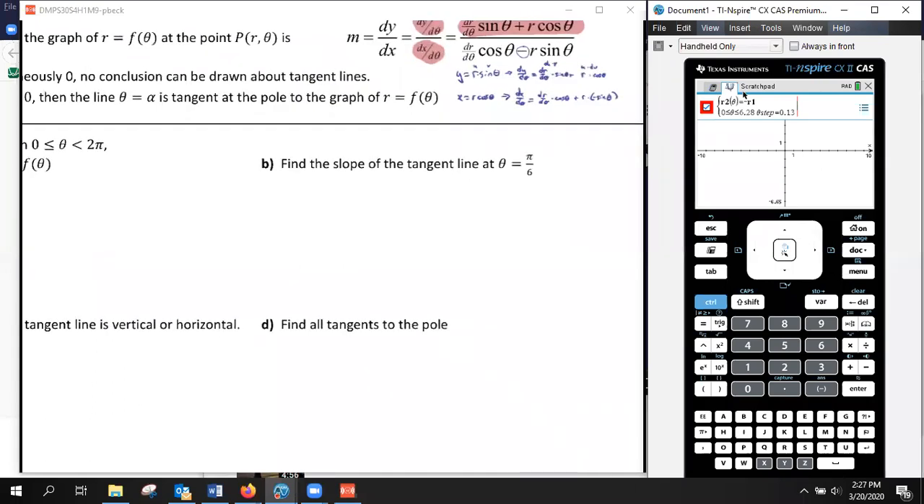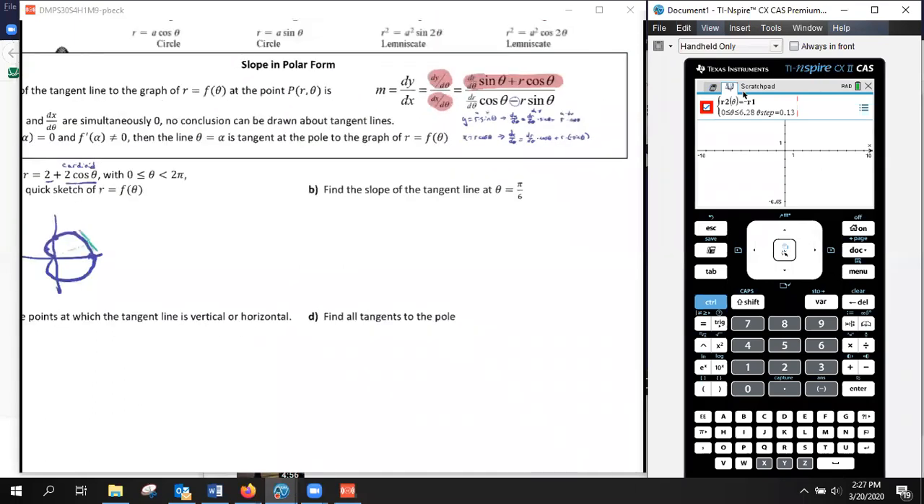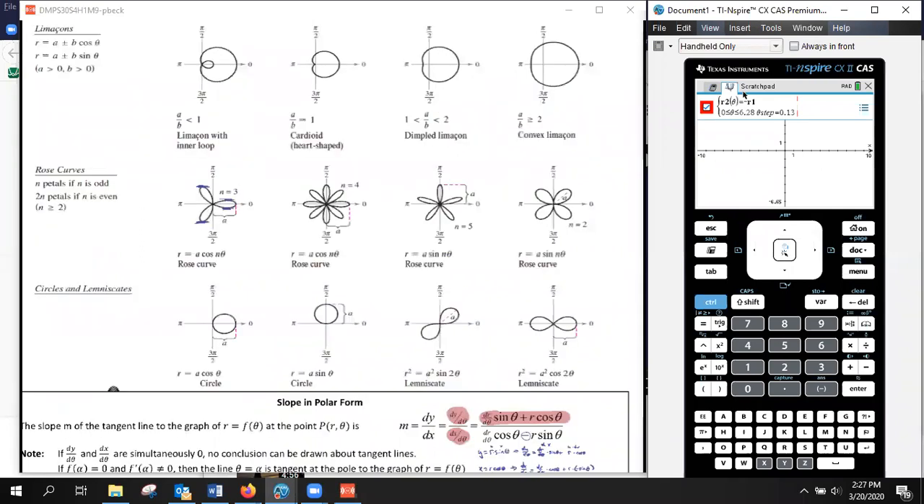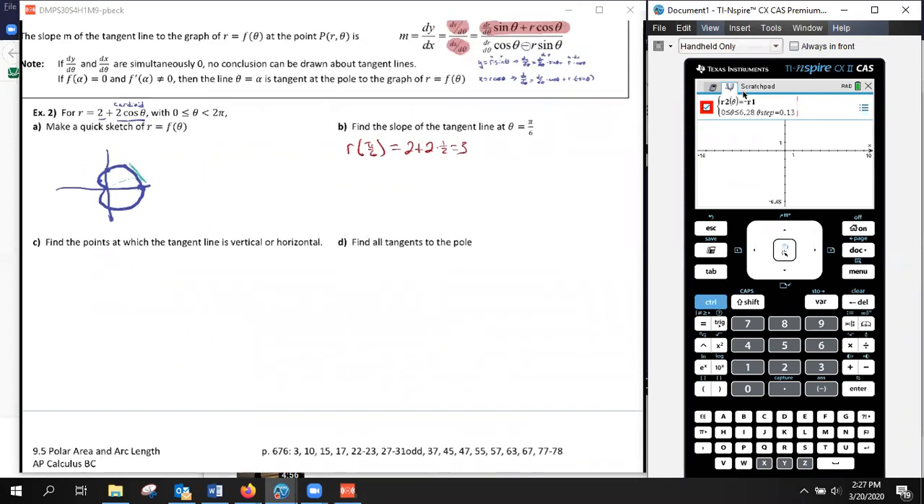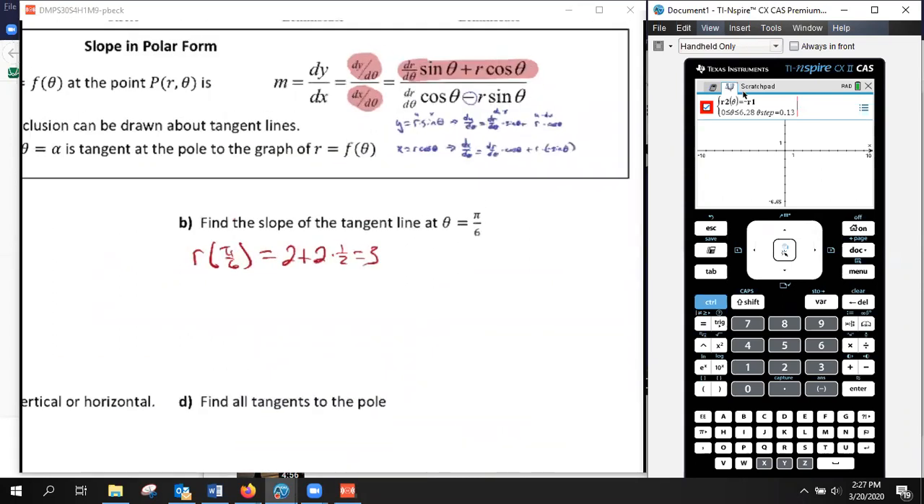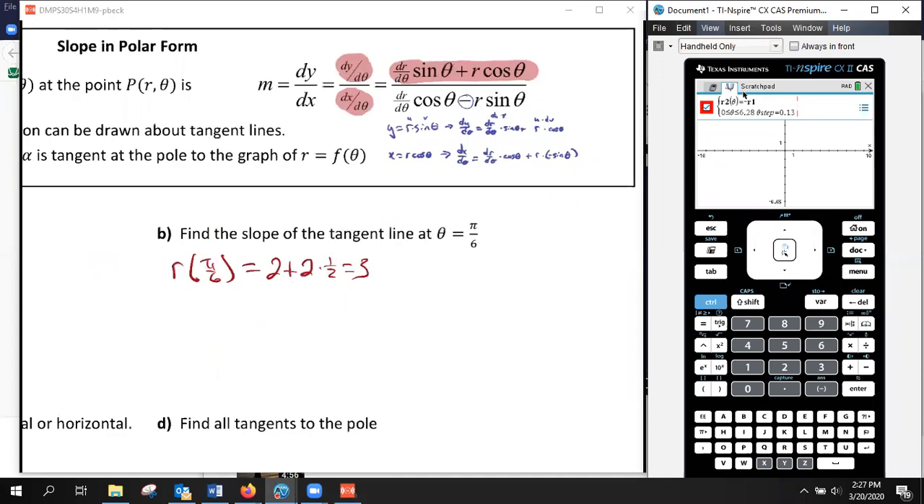So to find the slope of the tangent line, I do need to know what is r of pi over 6. Let's just go simple here. r of pi over 6 is 2 plus 2 times the cosine of pi over 6. So that'd be 1/2. So my radius is 3. And now, again, I encourage deriving it over and over again, but at this point, let's go ahead and start filling this in.